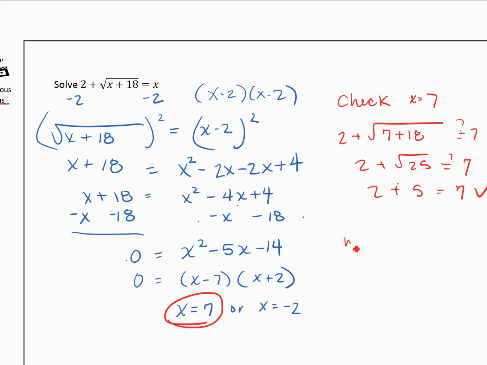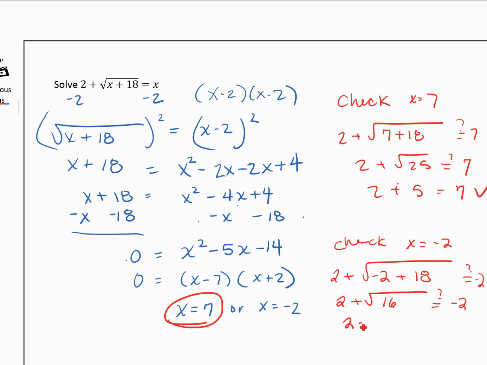Well, now we need to check x equals negative 2. So we're going to have 2 plus the square root of negative 2 plus 18. We want to know, does that equal negative 2? So this would be 2 plus the square root of 16. Does that equal negative 2? Well, that would be 2 plus 4, which we want to know, does that equal negative 2? And here on the left-hand side we get 6, which does not equal negative 2. So even though we got negative 2 as a solution, it does not check out. It doesn't work.